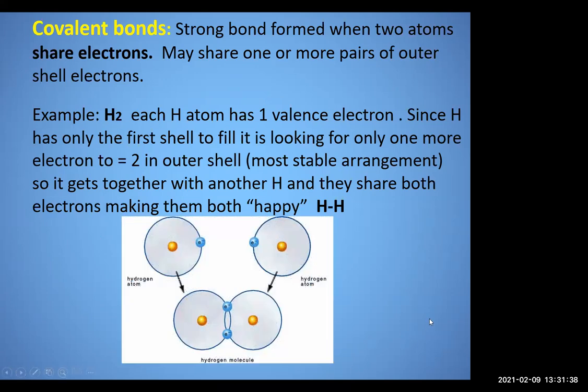Okay, so here's the hydrogen molecule. You've got the one electron on each one. Get two hydrogen atoms together. They share the two electrons, and they're all happy.